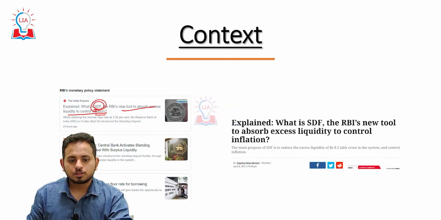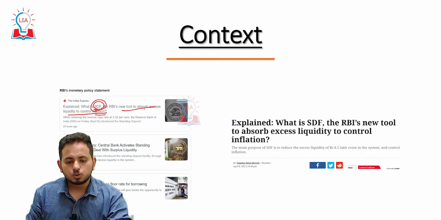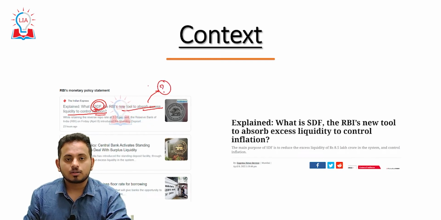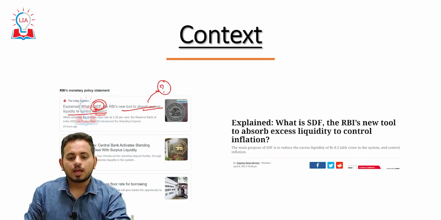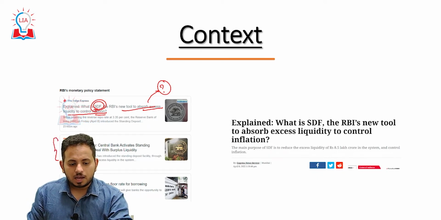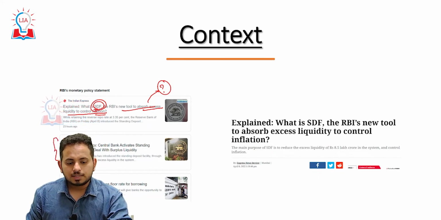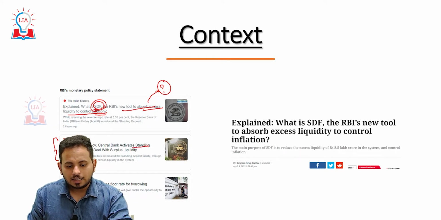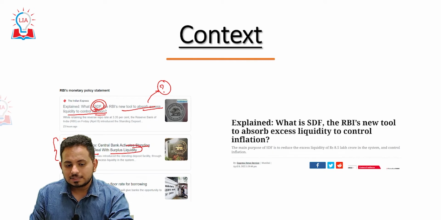You can see here, what is SDF? That is Standard Deposit Facility, the RBI's new tool to absorb excess liquidity to control inflation. The excess liquidity, why do you have excess liquidity in the market? The first question to be answered. We will answer this question later in the video. Hang on. You can see here, RBI monetary policy, central bank activates standing deposit facility to deal with surplus liquidity.